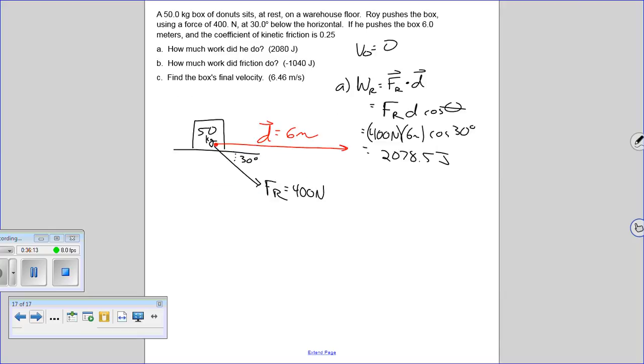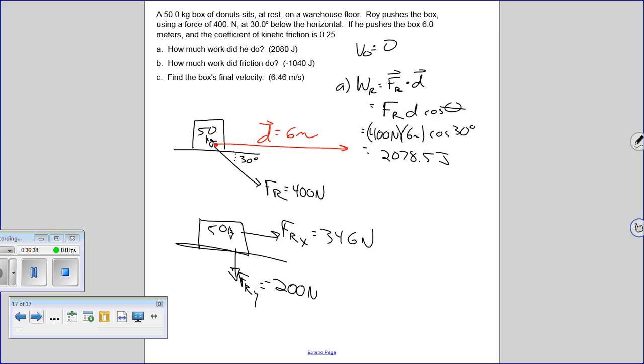50 kilograms. So I'm going to take the force of Roy and split it up into components. So here's the force of Roy in the x direction. Here's the force of Roy in the y direction. So the y direction ends up being 200 newtons down. I'm going to put a negative sign on it, just to indicate that it's downward. And the x component ends up being 346 newtons. Don't forget your gravity, negative 490 newtons. It's not moving down, so my normal force has to cancel all of that. So that's going to be positive 690?